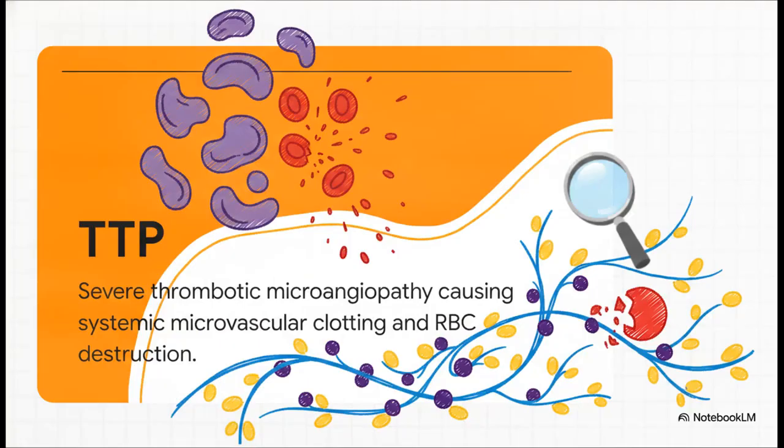Let's get our definition straight right out of the gate. TTP is a severe thrombotic microangiopathy. To break that down, thrombotic means clots, and microangiopathy means disease of the tiny blood vessels. We're talking about widespread, microscopic clots clogging up your terminal arterioles and capillaries. And as these clots form, they're actively chewing up your platelets. Then, as a devastating physical consequence, they completely destroy the red blood cells trying to pass through.